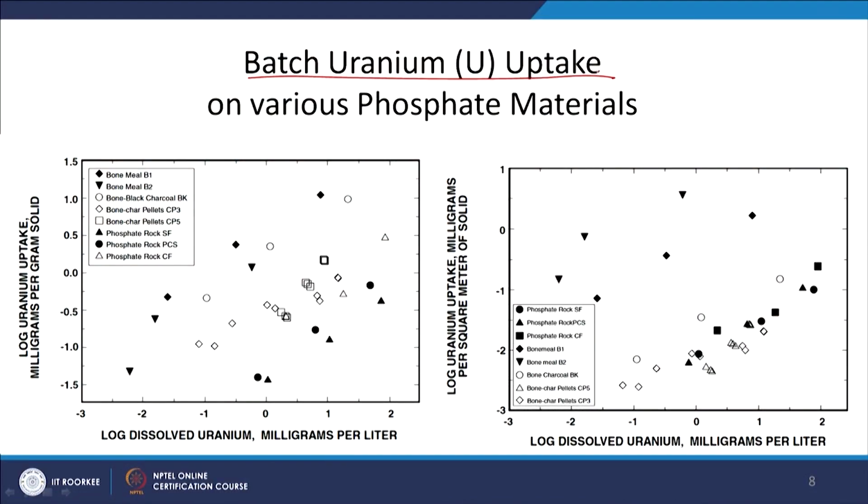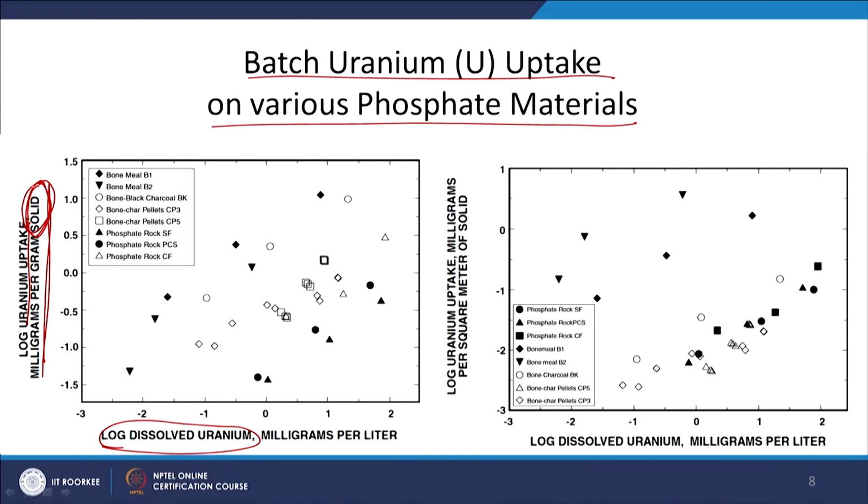And again, what was the sequence or chronology now? They conducted lab tests and saw that these three processes were relatively better, and for these three processes they chose different kinds of materials, let's say, right? So in this context, we are looking at batch uranium uptake on various phosphate materials, and on the y-axis here we have uranium uptake in milligram per gram of solid. So this is the concentration of the relevant contaminant, which is uranium, on the solid, and here obviously is the dissolved uranium concentration, right? On the x-axis, concentration in the groundwater.